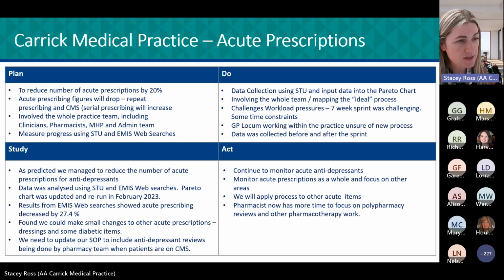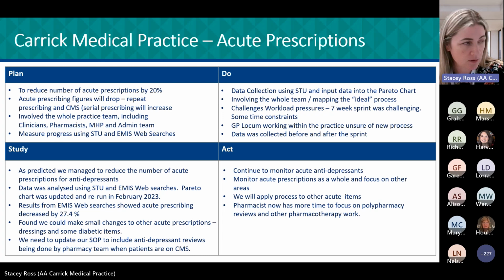Sorry, I'll just start my slides. So our plan was to reduce the number of our acute prescriptions by 20%. We knew that by doing this, the acute prescribing figures would drop, and our repeat prescribing and our serial prescribing would increase. The plan was to involve the whole practice team, including all clinicians, pharmacists, mental health practitioners, and admin team, and we planned to measure our progress using STU and EMIS Web searches.